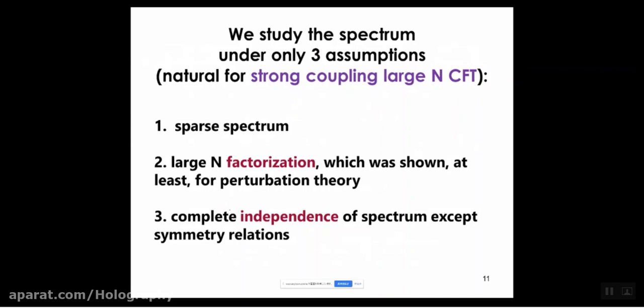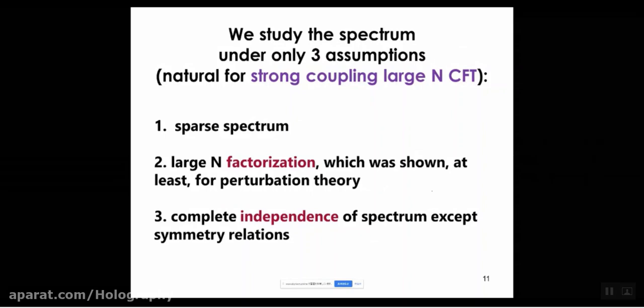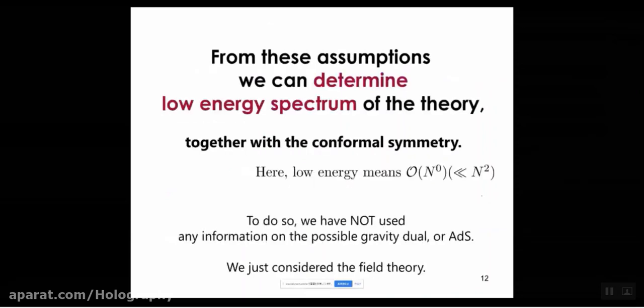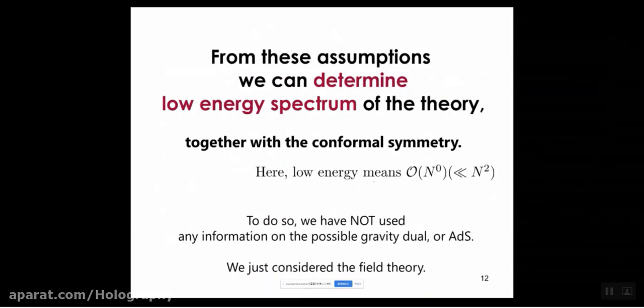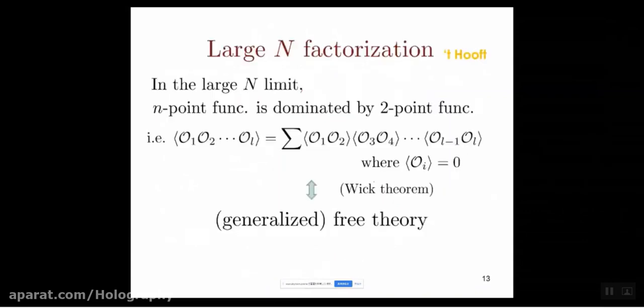Assuming these, we can determine the spectrum of the large N gauge theory, of course together with conformal symmetry. We just consider the field theory, and we can determine such spectrum. And large N factorization is of course proved in the large N limit.